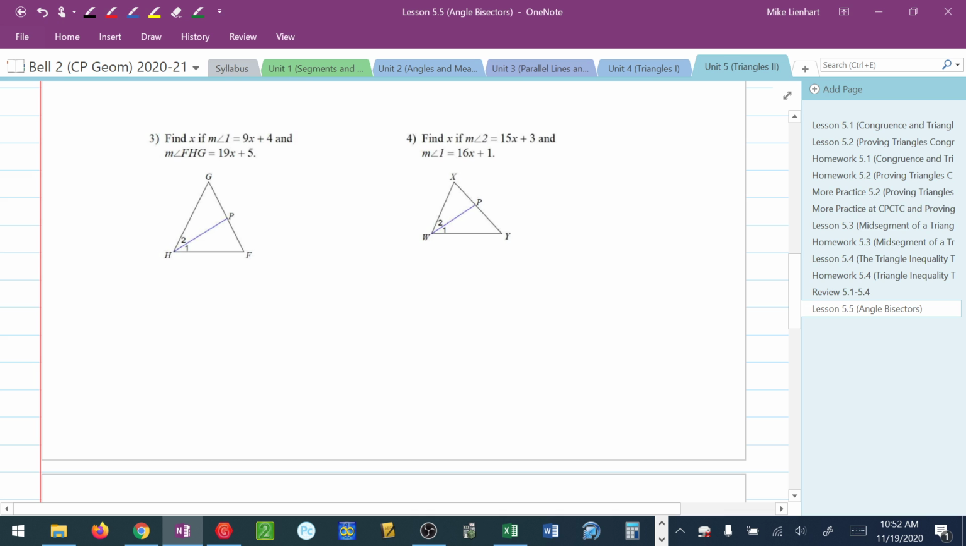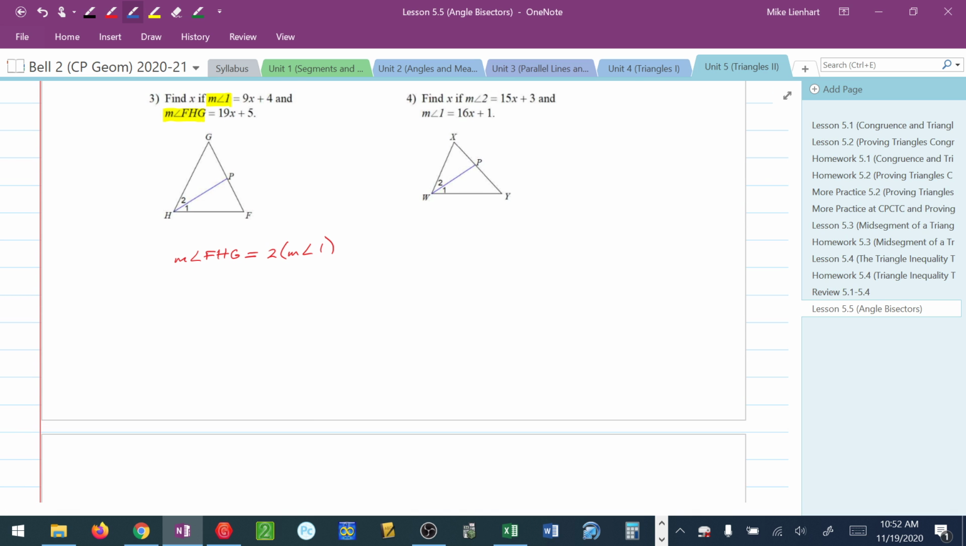So let's bring in some variables. They want me to find x, which means I need to set up an equation. The two pieces of information they give me are the big angle and one of the small angles. Here's what I know to be true. Because HP is an angle bisector, the measure of angle FHG is 2 times the measure of angle 1.